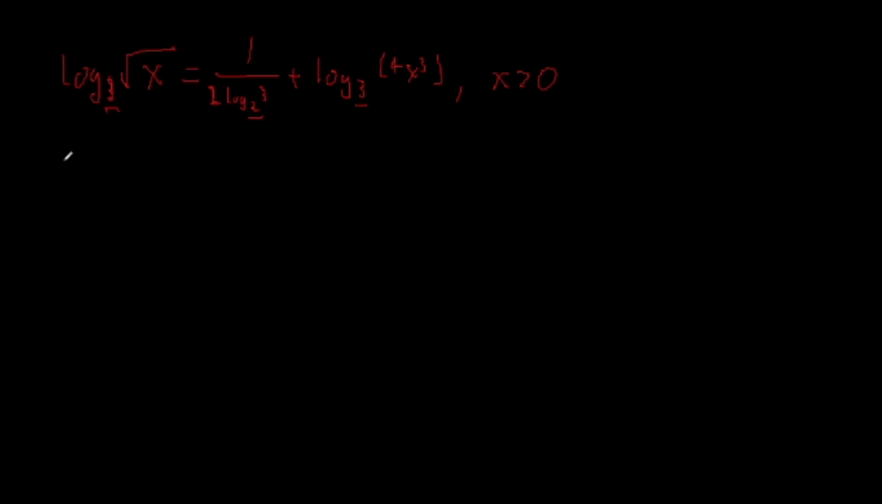So we're going to say that log base 3 of the square root of x is equal to, well, we're still going to have the 1/2, but we're going to have also 1 over log base 2 of 3. So if we use the rule from before, we know that 1 over log base b of a is equal to log base a of b. So this can be rewritten as log base 3 of 2, without a 1 on top of it or anything, plus log base 3 of 4x cubed.